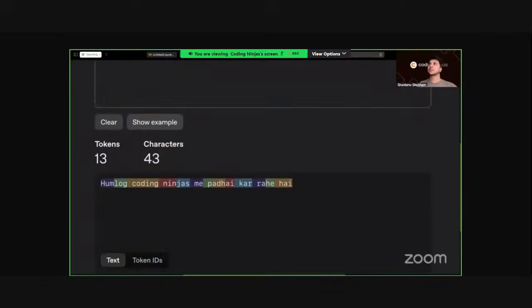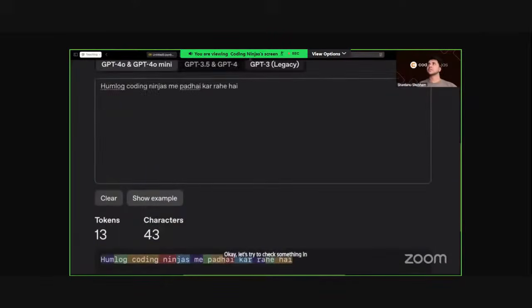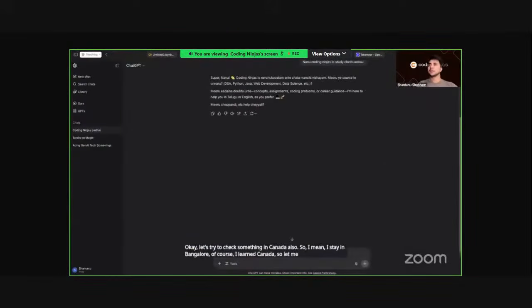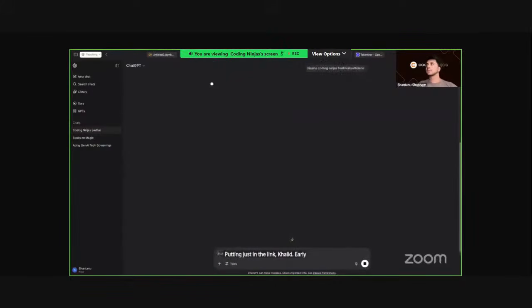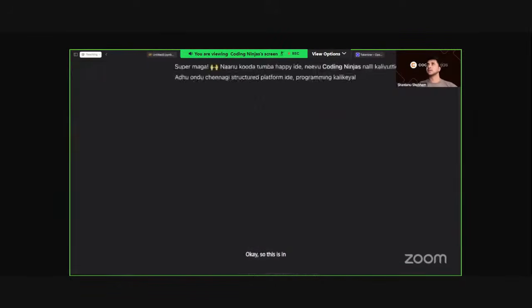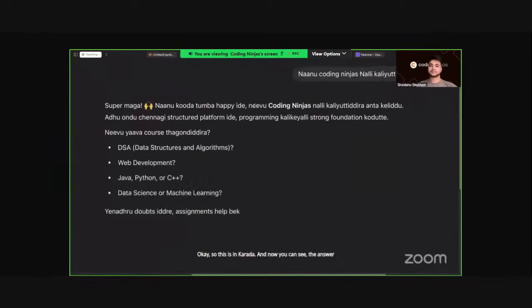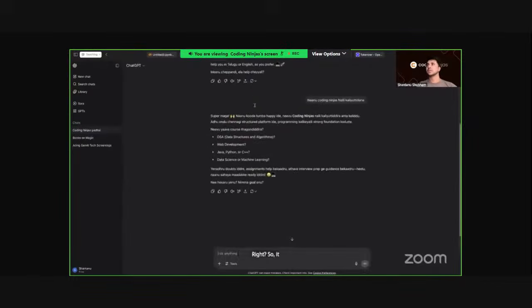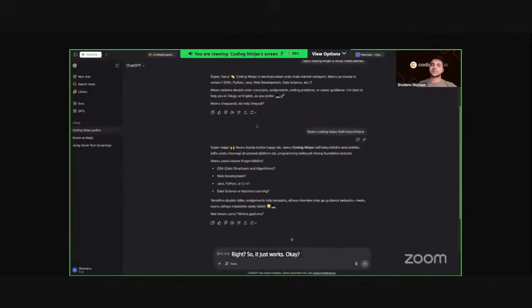Let's try to check something in Kannada also. I stay in Bangalore, so of course I learned Kannada. Let me write, Nanu coding ninjas nalli study, coding ninjas nalli kaliyuತ್ತಿದ್ದೇನೆ. So this is in Kannada, and now you can see the answer is in Kannada. So it just works. This is what tokenization means.